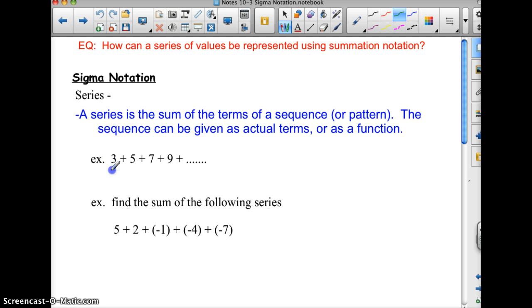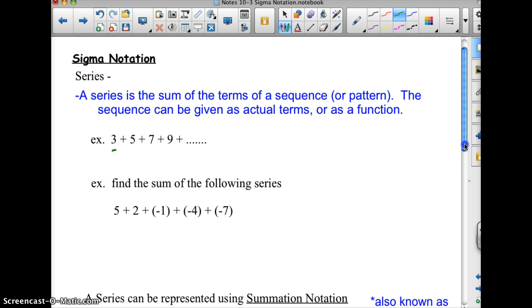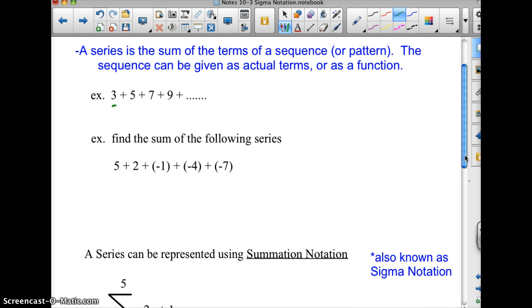All right, and we've got 3 plus 5 plus 7 plus 9 plus ... And it could continue. It can be an infinite series or it can be a finite series. All right, so find the sum of the following series. 5 plus 2 plus -1 plus -4 plus -7. And you just basically add these all together.